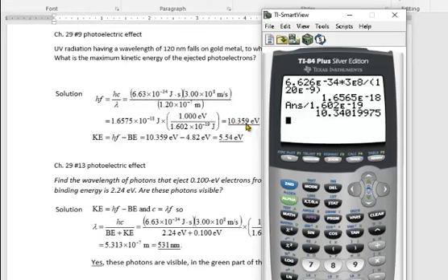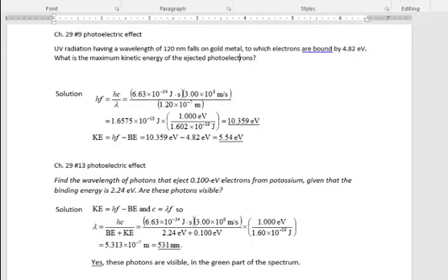So 10.34 electron volts. I know the solution says 10.359. Again, maybe they round it, maybe I round it. Oh yeah, they used 6.63. I used 6.626. Okay, and from that I subtract the 4.82 that is given in the problem, and that is again the 5.52, in this case electron volts. All right, give myself a little break here.